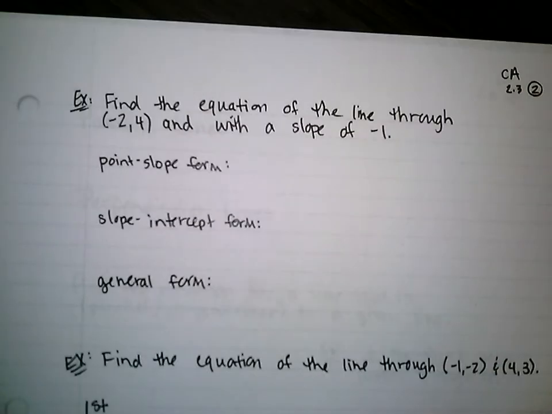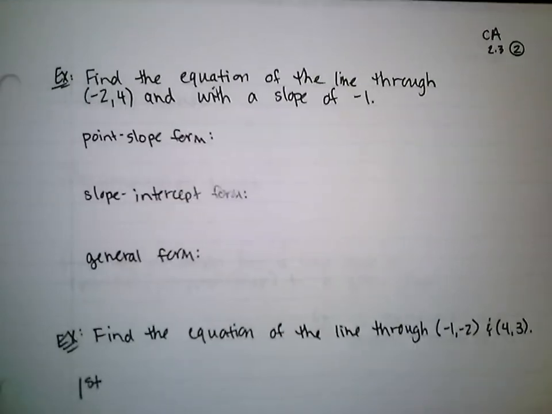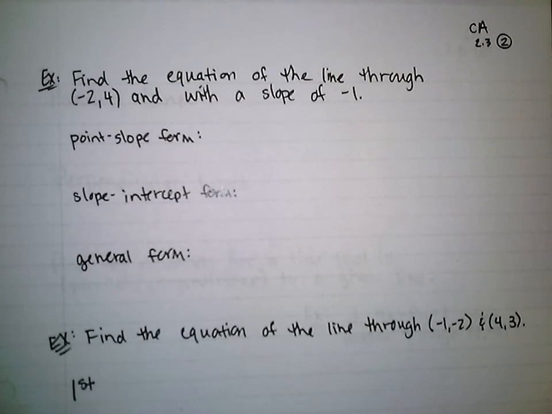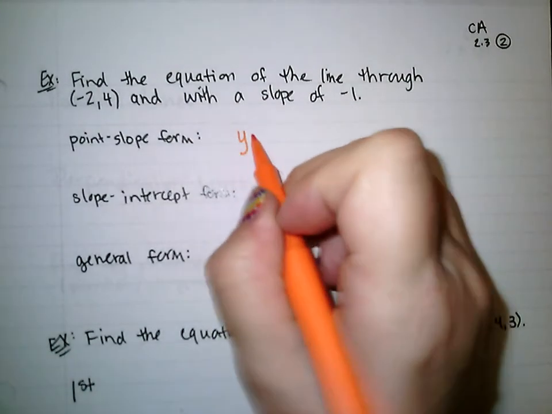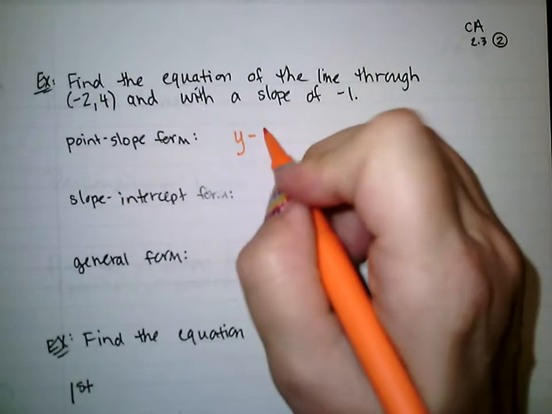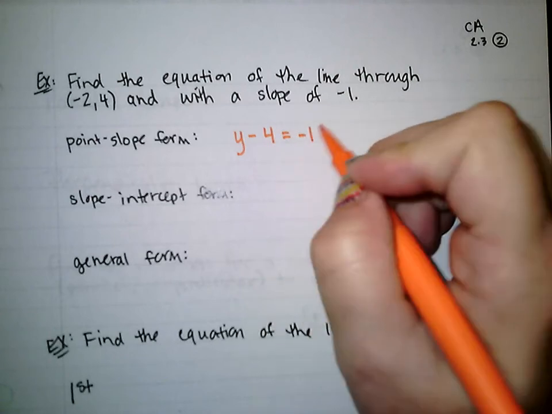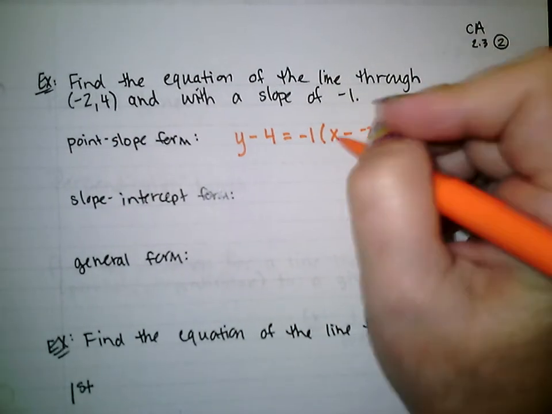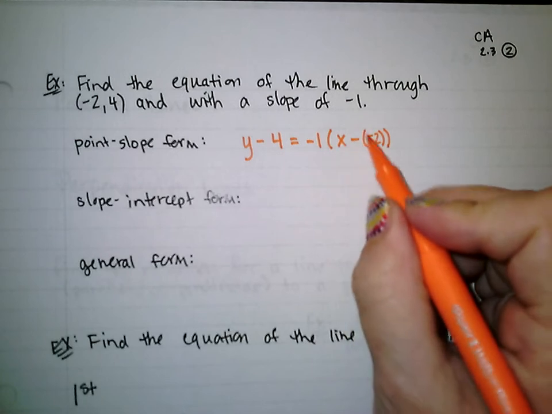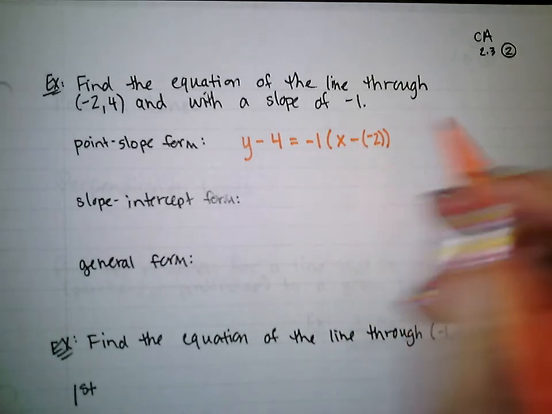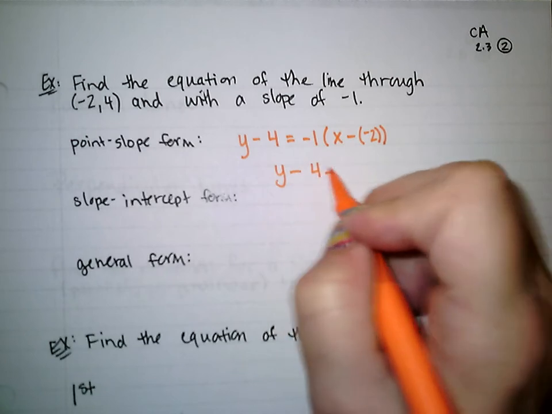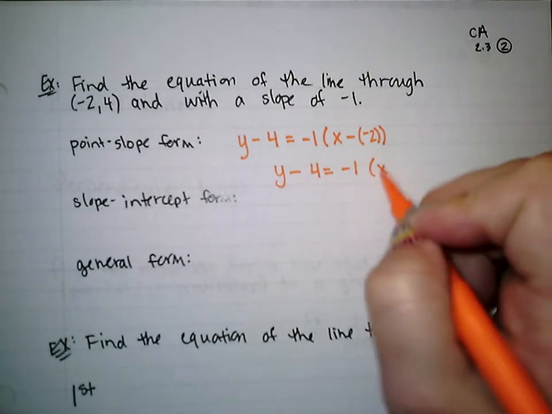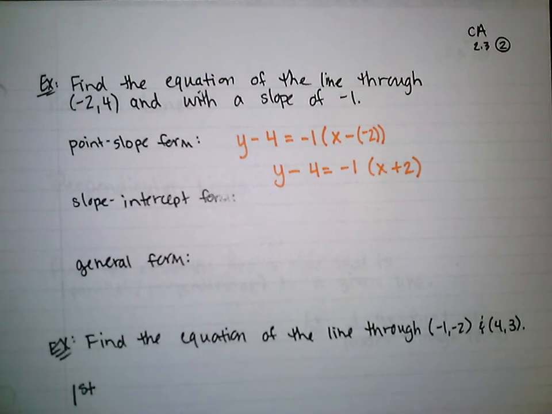Okay, so let's look at some problems. We're going to find the equation of the line through the ordered pair -2, 4 that has a slope of -1. So we'll start with point slope form. Point slope form is y minus the y number, so that's 4, equals m, -1, times x minus the x number, which is -2. Now, when we subtract a negative, remember that makes add a positive. So that's going to be y minus 4 equals -1 times x plus 2. And that's point slope form. That's all you have to do.